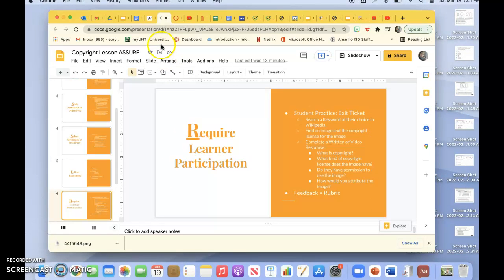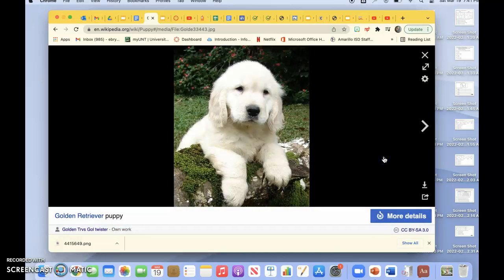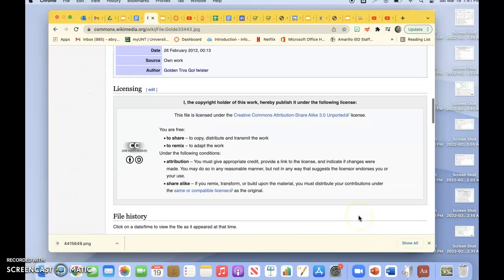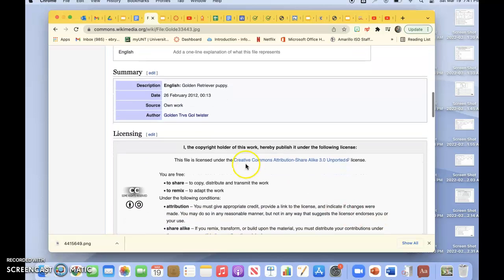So I could kind of walk you through what that would look like in Wikipedia if they wanted to search the keyword puppy, whatever keyword they want. Then they could click on the image. Here's a cute golden retriever puppy, and you can see down here, if I click on more details, I can see that this has a Creative Commons Attribution Share Alike license.